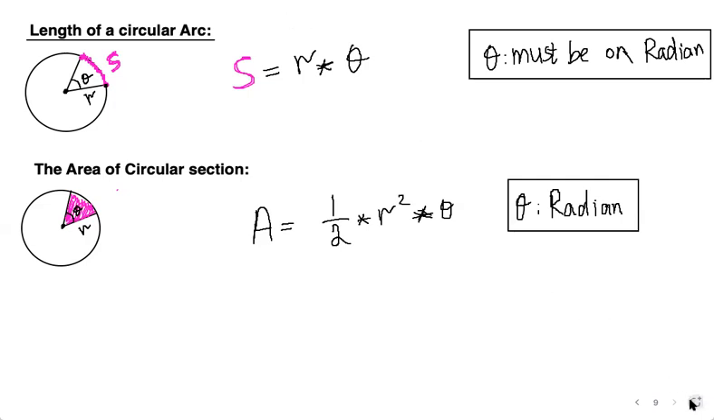So I'm going to give an example. Find the circular arc length and the area of the section for a circle that has radius 10 and angle 30 degrees.